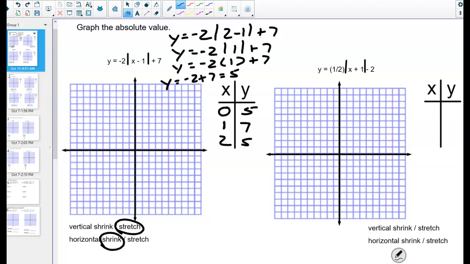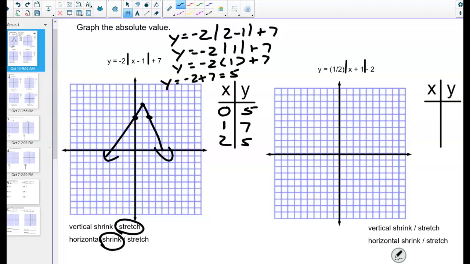So when I graph my points, 1, 7, 2, 5, and 0, 5, it's important you draw a V. When you draw the V, it's important that you put it in straight lines. That's going to be extremely important to do. All right? And that's pretty much your graph.